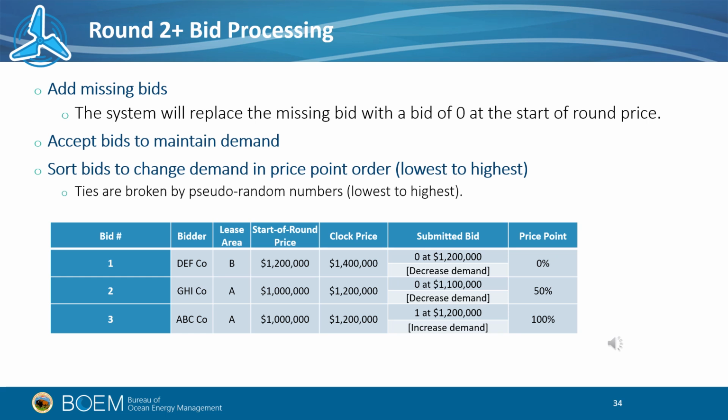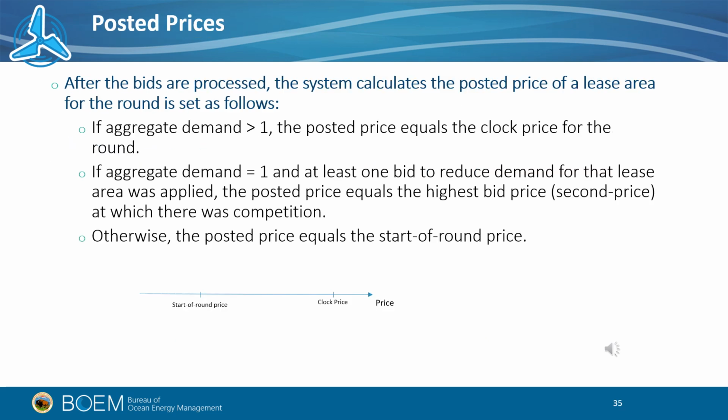However, bids to change demand, either by changing lease areas or exiting a lease area, are processed in increasing order of price point. A bid to exit a lease area is applied if there is more than one bidder for that lease area. A bid to enter another lease area is applied if it does not cause the bidder to exceed its eligibility. We now describe how the auction system determines the posted price of each lease area for the round after the bids are processed.